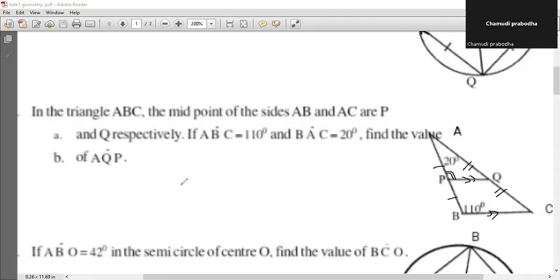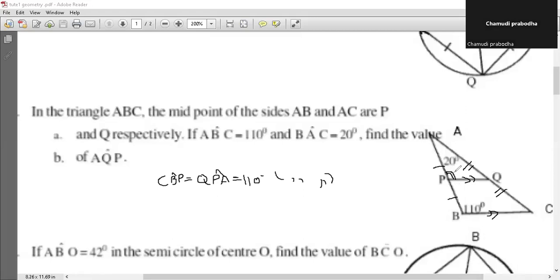So we can write this as angle CBP equals angle QPA equals 110. Reason is corresponding angles. You have to write that reason in here. So this angle is 110.